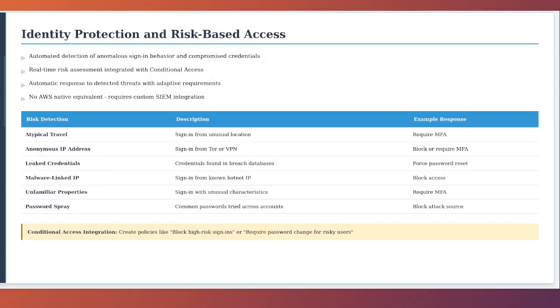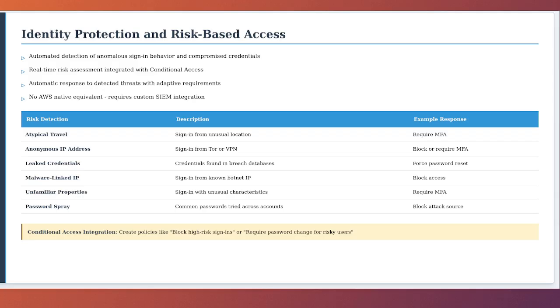Azure AD Identity Protection provides automated threat detection and risk-based conditional access that goes far beyond anything available in AWS IAM. It continuously analyzes sign-in behavior and user activity to detect anomalies and suspicious patterns, then can automatically respond to protect your organization. AWS IAM.